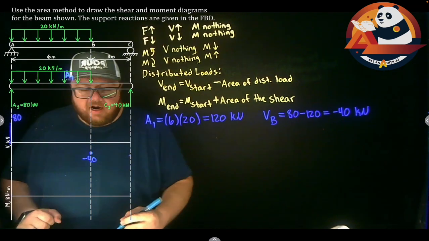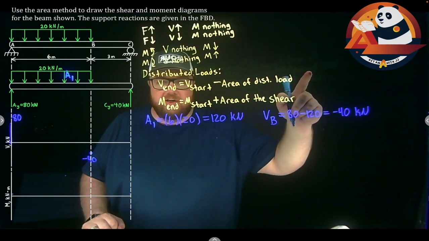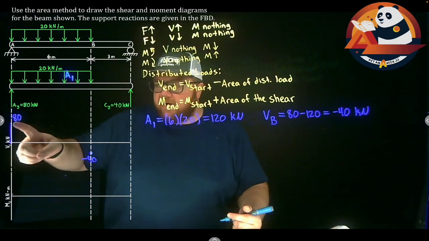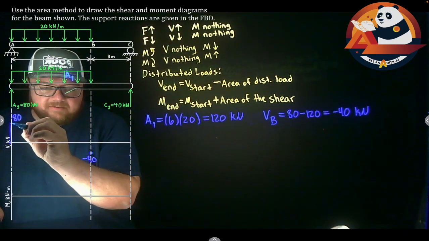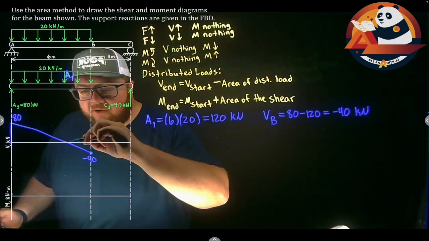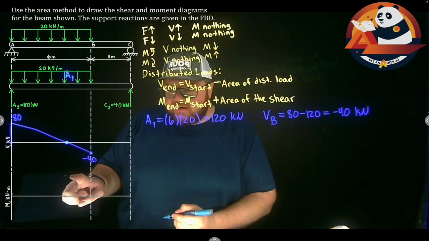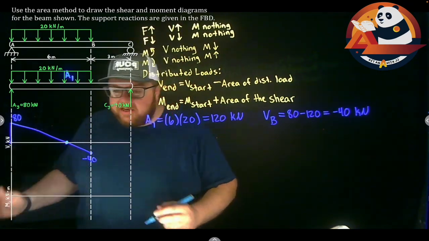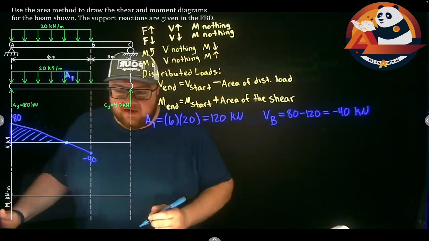Negative 40. If our moment is the integral of shear, shear is the integral realistically of load. If I have a constant here for my load, if I integrate that, I'm going to get a linear function. So I can get a linear decrease from 80 down to negative 40. There'll be one more point I need to find right here where my shear is 0. That's going to correlate to a max or a min point in my moment diagram. But that's my first interval in my shear diagram. Let's go ahead and shade that in. Then we can keep going with this.